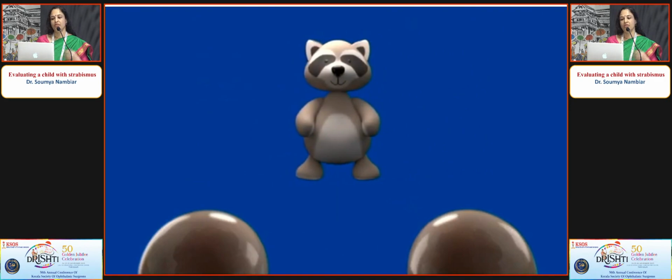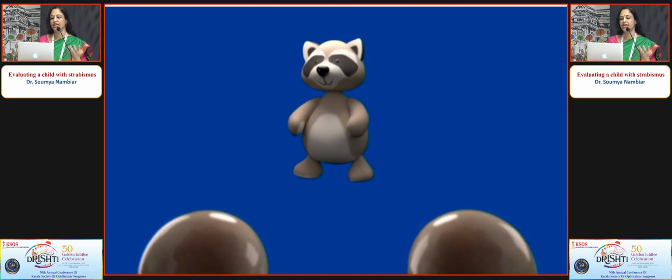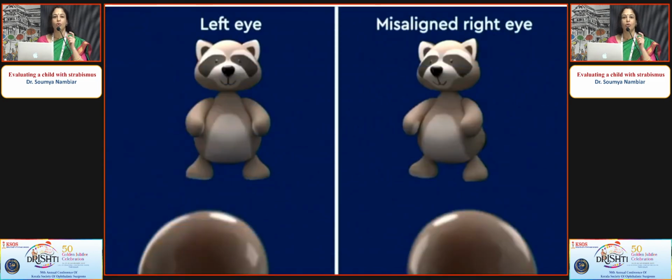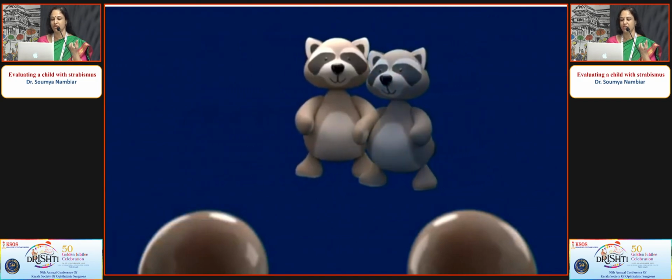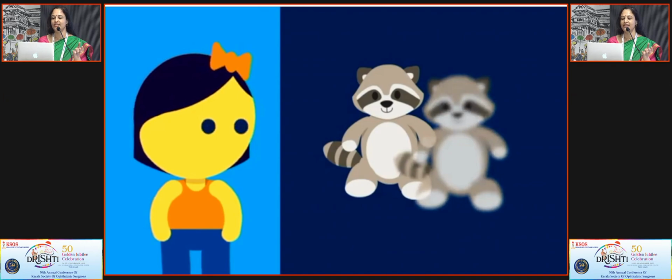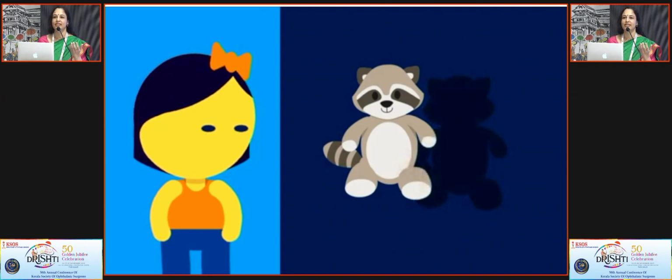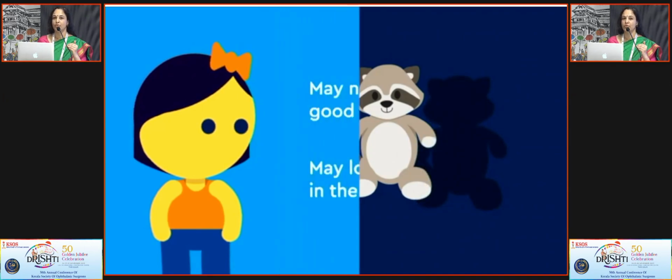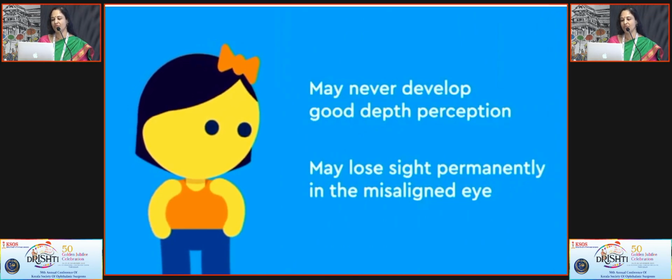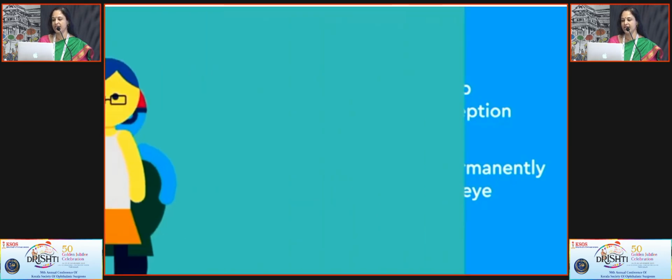Whenever you have to see an object, to get a three-dimensional picture, the images of that object should fall on disparate retinal points in the Panum's fusional area. Only then will you see the object in a three-dimensional picture. But what happens when there is a misalignment? These images do not fall on the disparate retinal points in the Panum's fusional area, and the child or an adult usually starts seeing double vision. But in children, they start suppressing one eye, and then there is a loss of depth perception, and they may lose sight permanently.